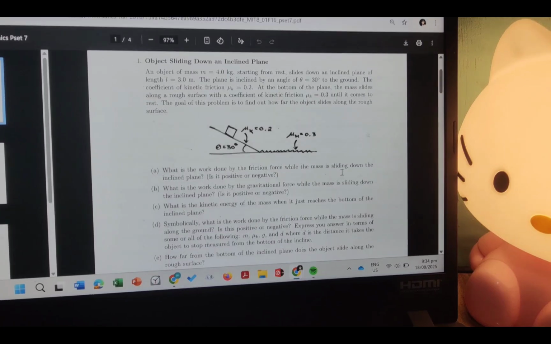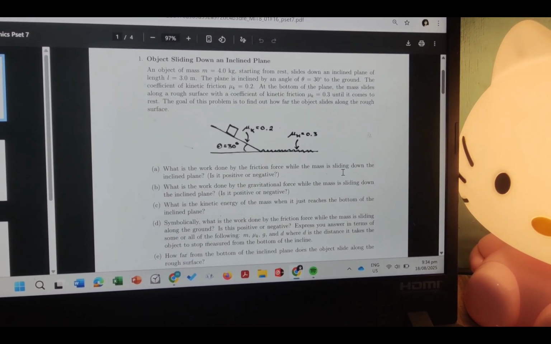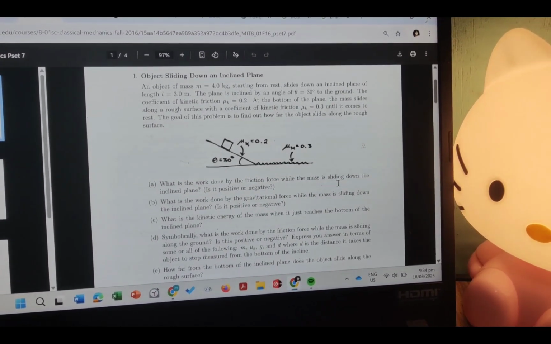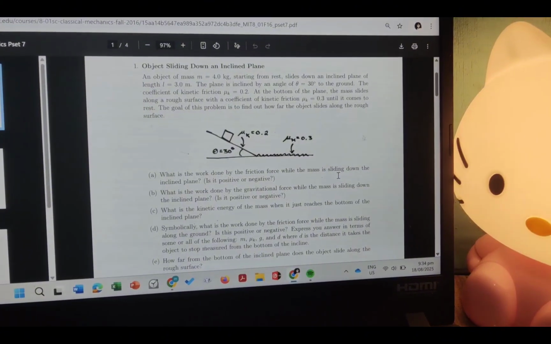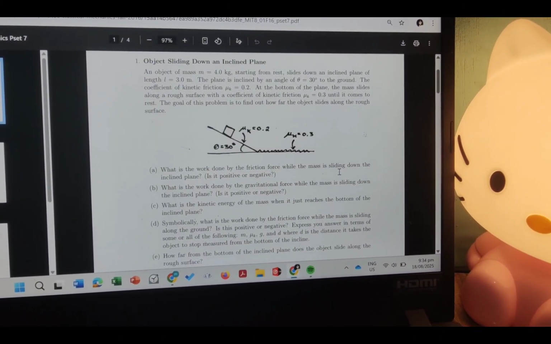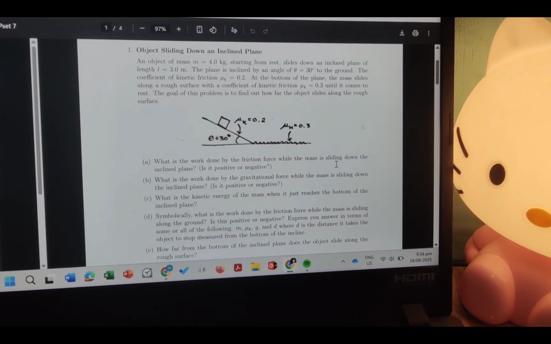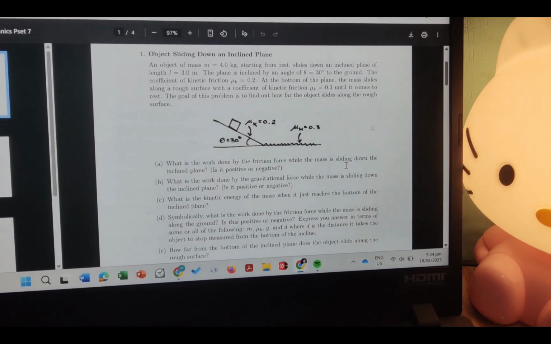Object sliding down an inclined plane. So an object of mass 4 kilograms, starting from rest, slides down an inclined plane of length 3 meters. The plane is inclined by an angle of 30 degrees to the ground. The coefficient of kinetic friction is equal to 0.2.